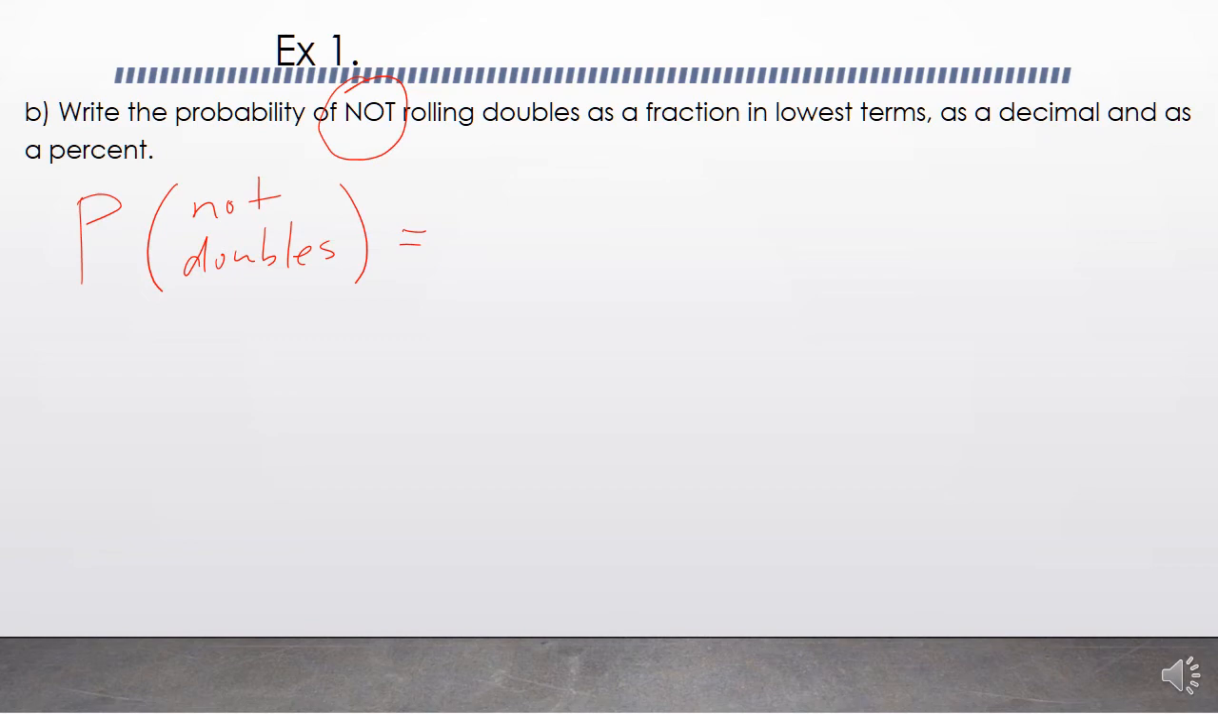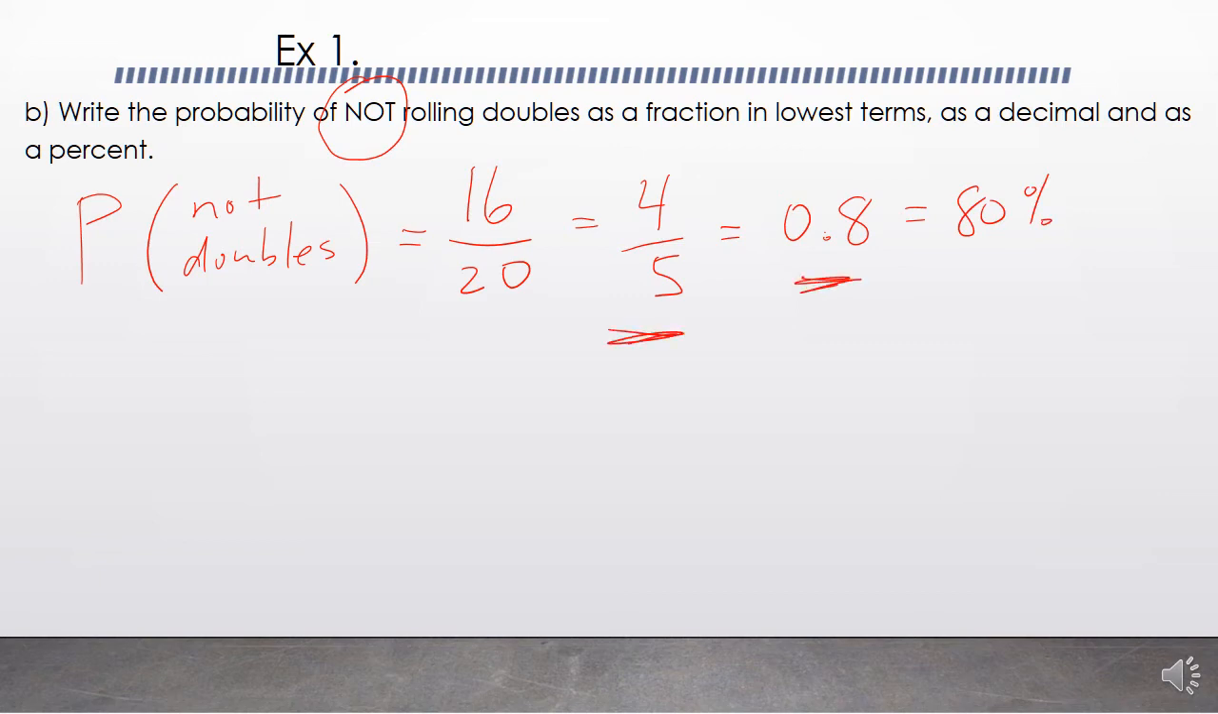So let's think about this. I rolled doubles, I know from part A, I rolled doubles 4 times. How would I figure out then how many times I didn't roll doubles? Well, if you rolled doubles 4 times, that means every other time you didn't roll doubles. What's 20 minus 4? 16. So you didn't roll doubles 16 out of 20 times. Which, when you reduce that, is 4 over 5. Divide that to get the decimal, 0.8. Multiply by 100 to get the percent, 80%. Fraction, decimal, percent.